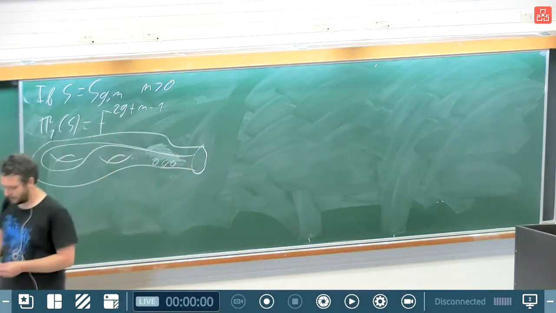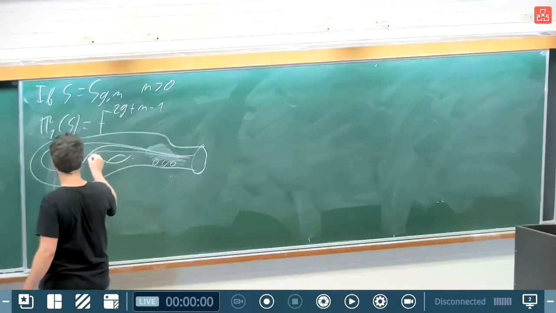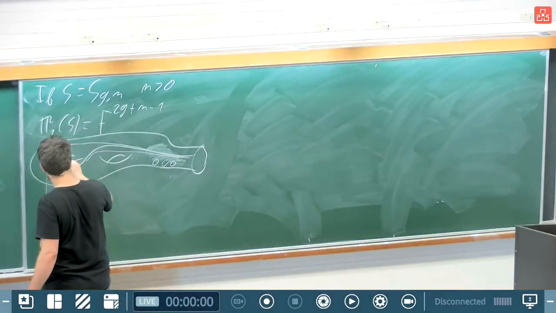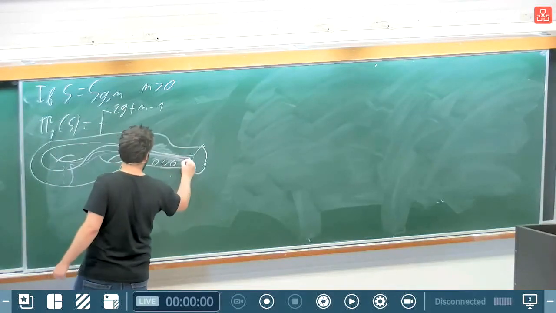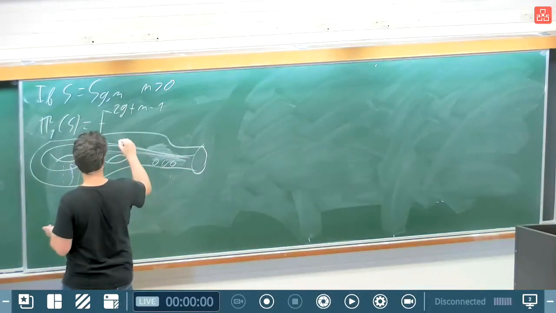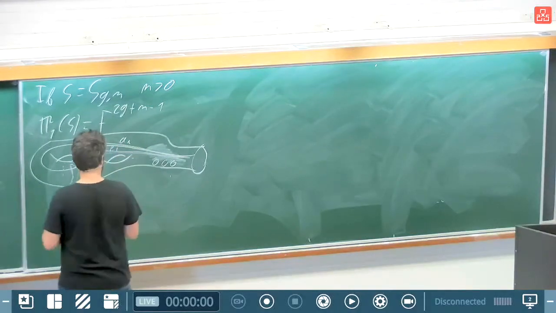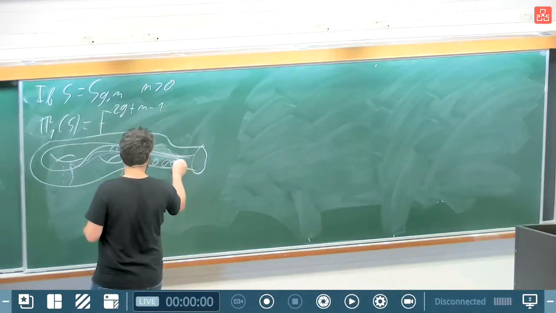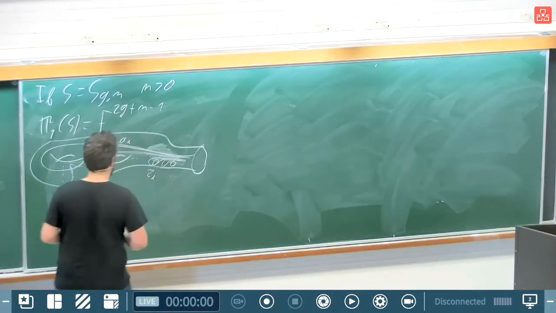And you have something that goes behind here and back, so that, I never remember the convention, let's call it A_i, and this one B_i. And then you have loops around the boundary components, c_i.